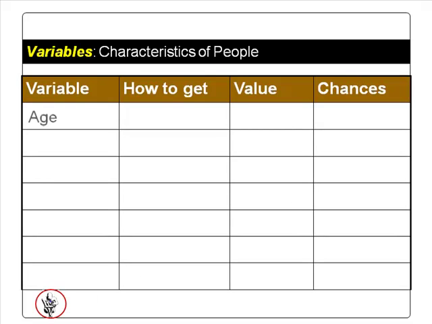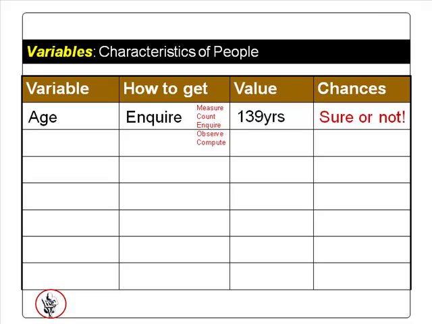For example, age is one characteristic of people. We can inquire or verify the age of a person using NRIC or passport. It is likely that age can take on any value between 1 and 80. But 139 is not likely. 39 is more likely than 139.